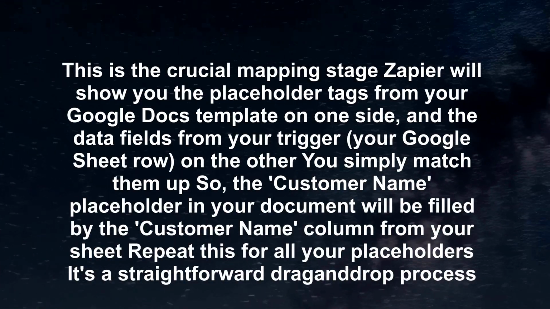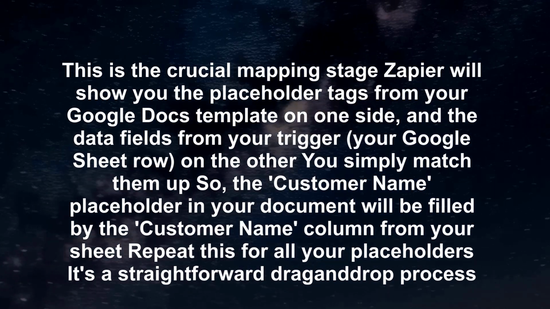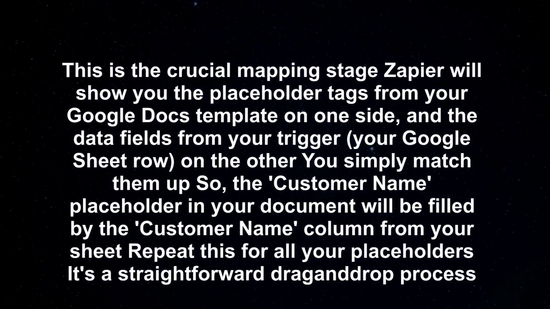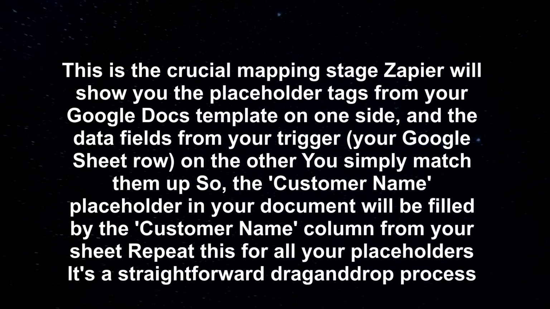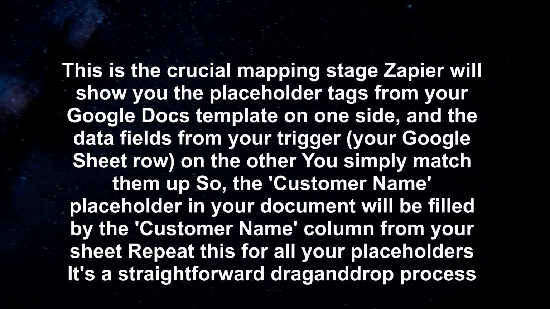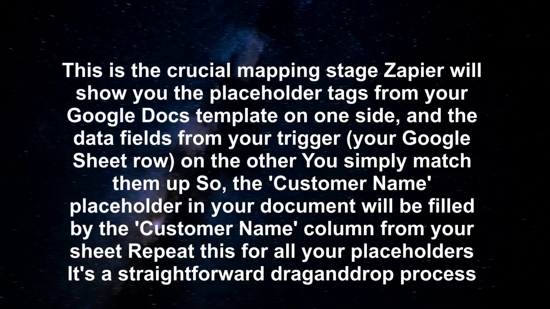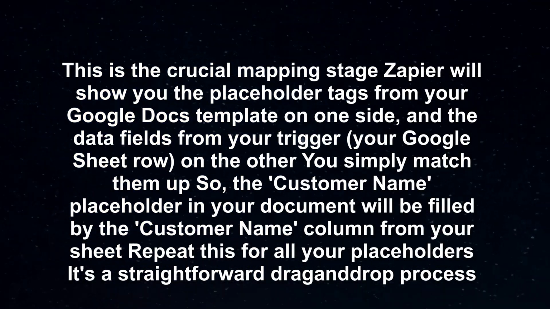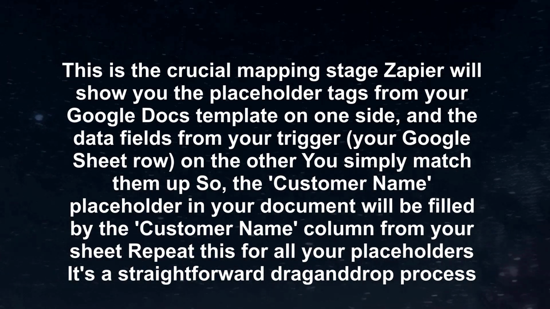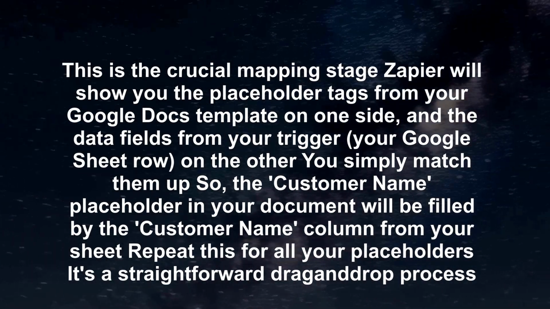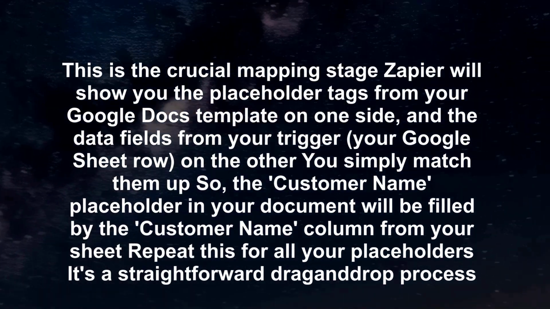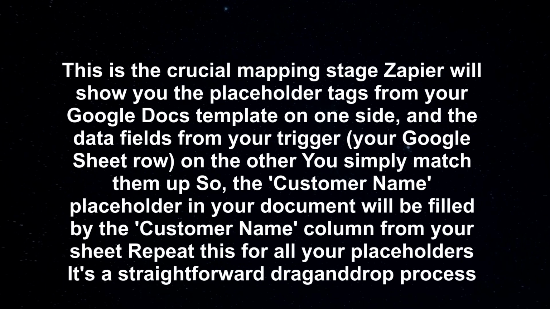This is the crucial mapping stage. Zapier will show you the placeholder tags from your Google Docs template on one side, and the data fields from your trigger, your Google Sheet row, on the other. You simply match them up. So the customer name placeholder in your document will be filled by the customer name column from your sheet. Repeat this for all your placeholders. It's a straightforward drag and drop process.